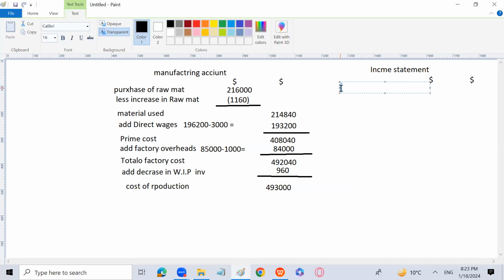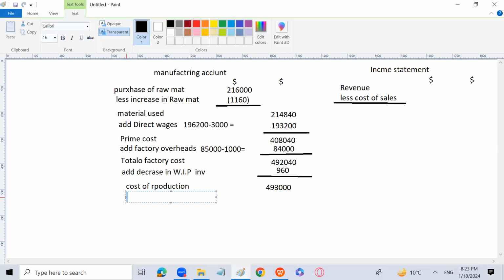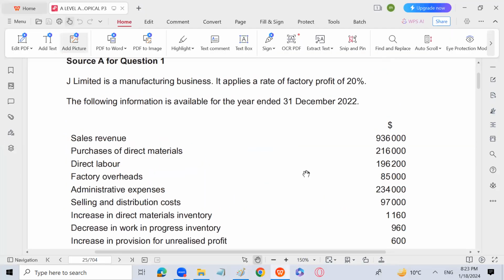How, sir? Because we know that when there is a question of factory profit, we have to add factory profit into cost of production to find the market value of goods produced. Why, sir? Because in case of factory profit, income statement is always prepared at transfer price. Cost of sales will always be written, everything in the cost of sales will be written at transfer price. What is the rate of factory profit? It is given in the question, and that is 20%.